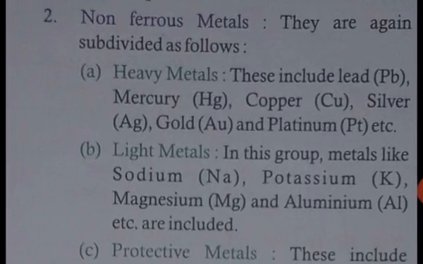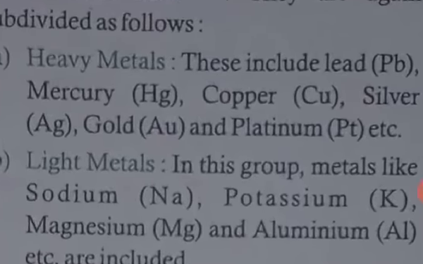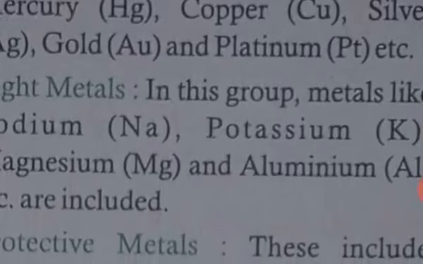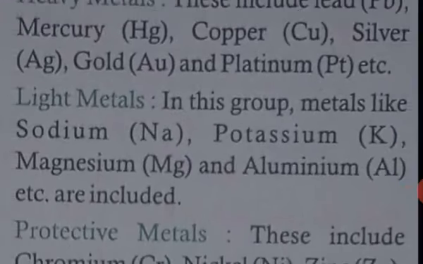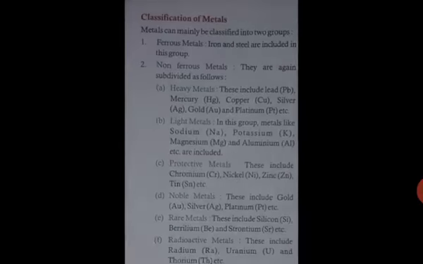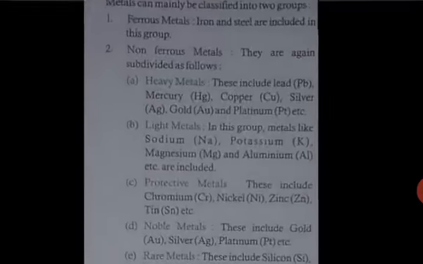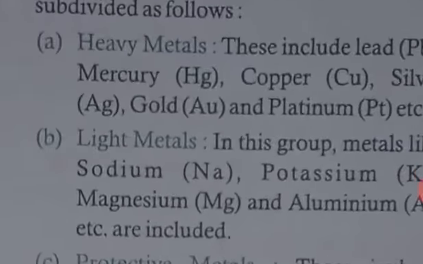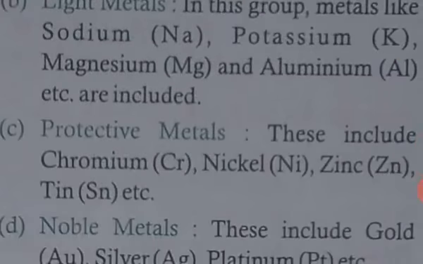And the second is light metals. Light metals like sodium, potassium, magnesium, aluminium, etc. are included in this group. And the third is protective metals. These include chromium, nickel, zinc, tin, etc.